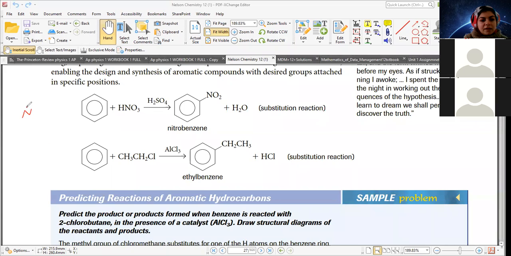N has five electrons in the valence. And we have 3 oxygens. Each oxygen has 6 electrons around it, 6 valence electrons. I have 3 of them. 1, 2, 3, 4, 5, 6. I have another one. 1, 2, 3, 4, 5, 6.